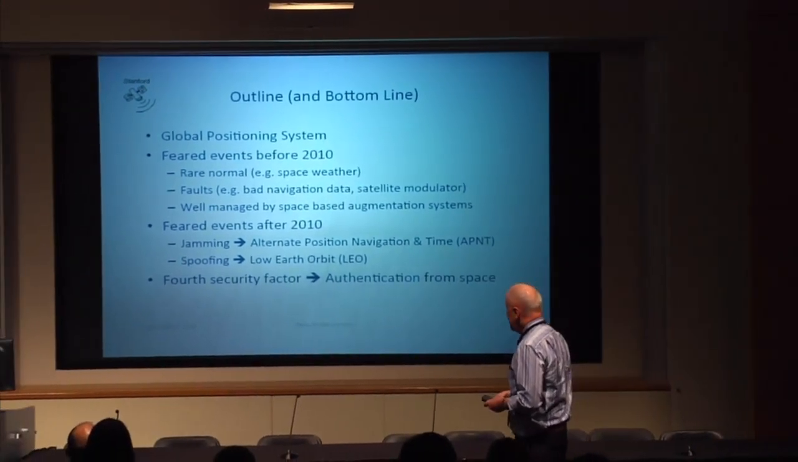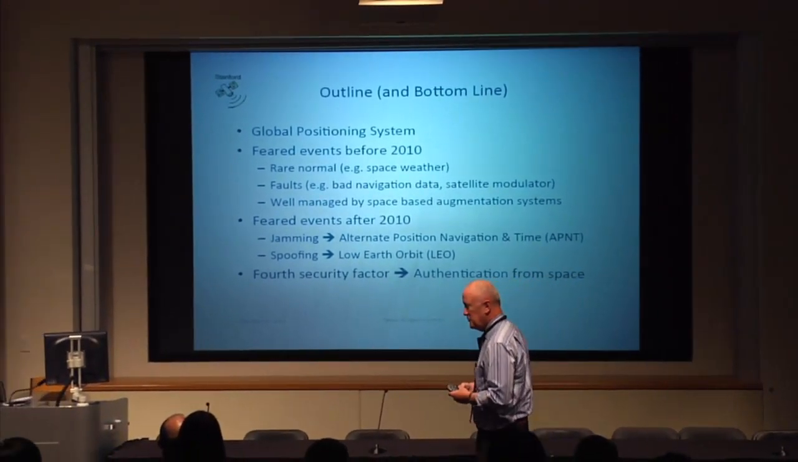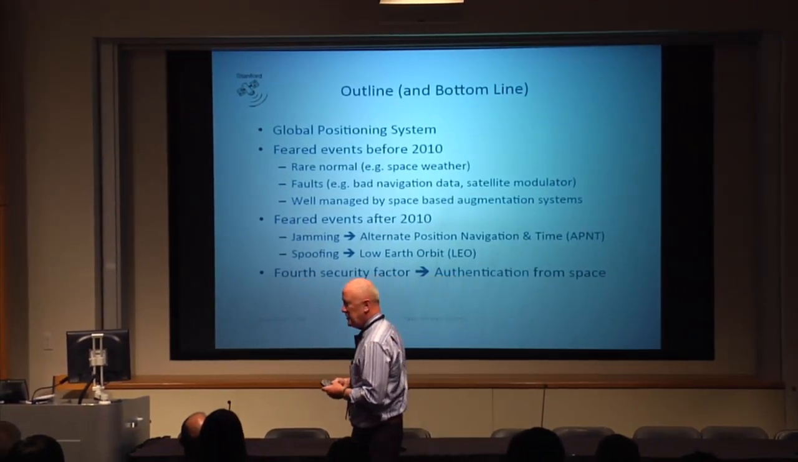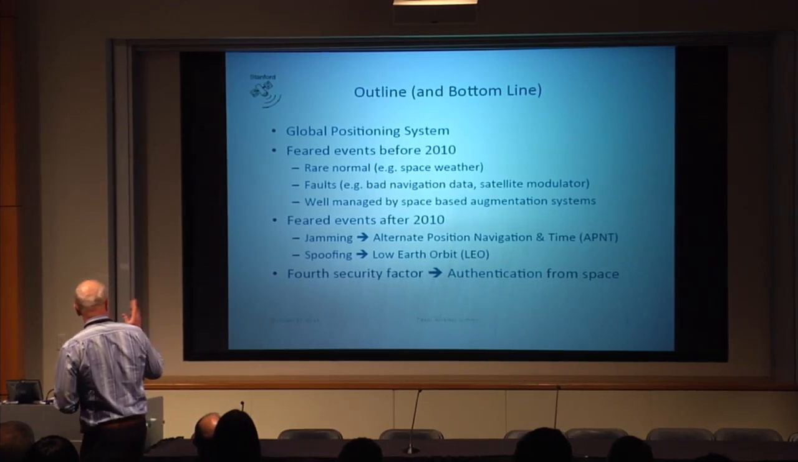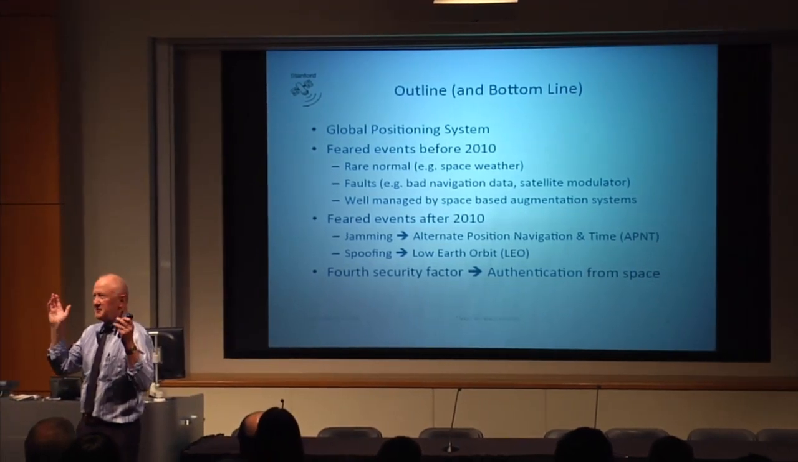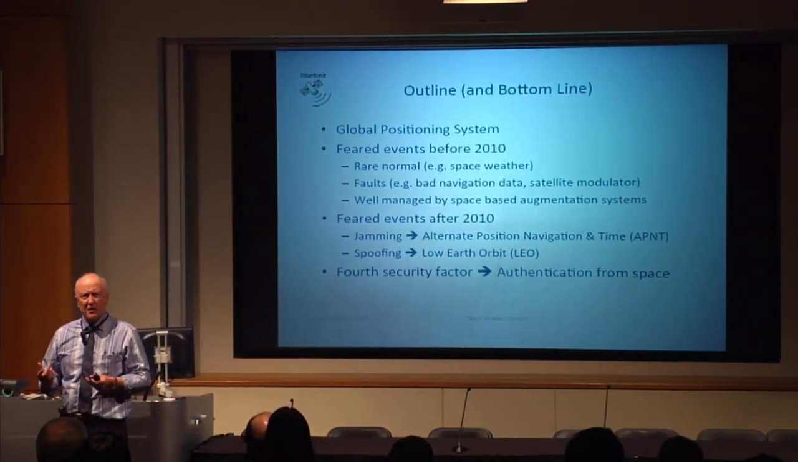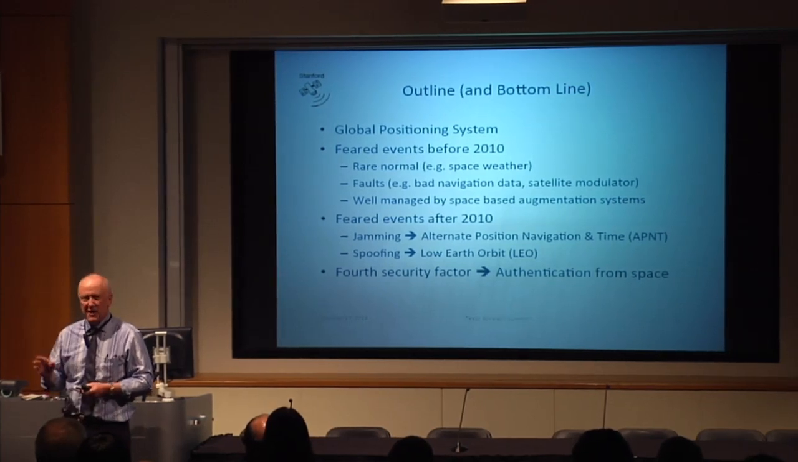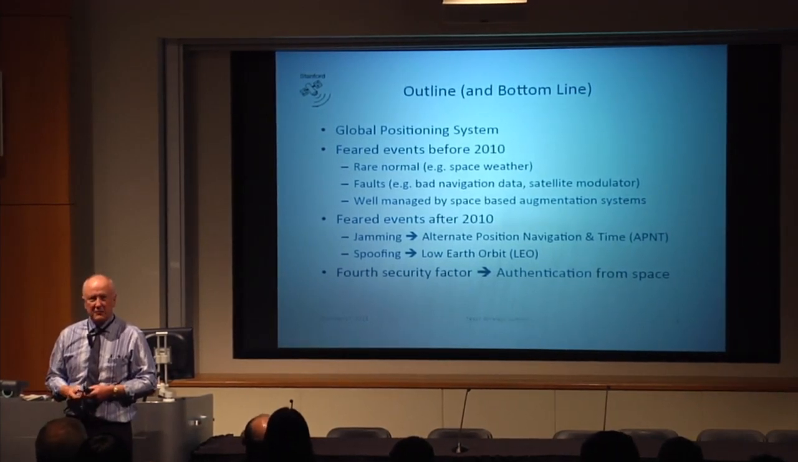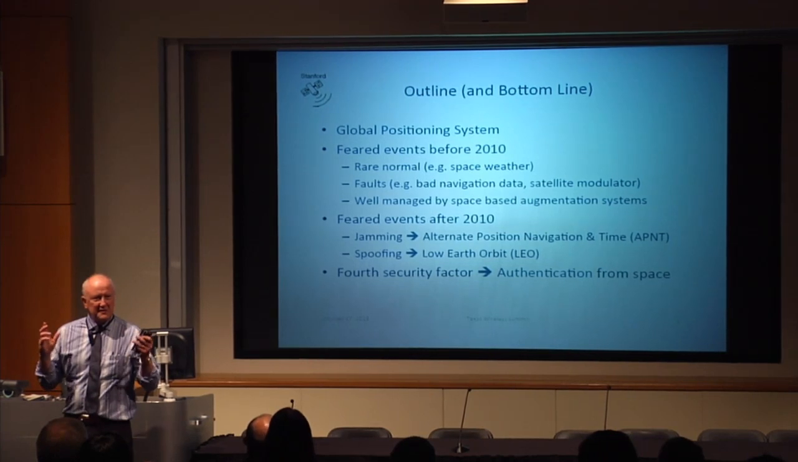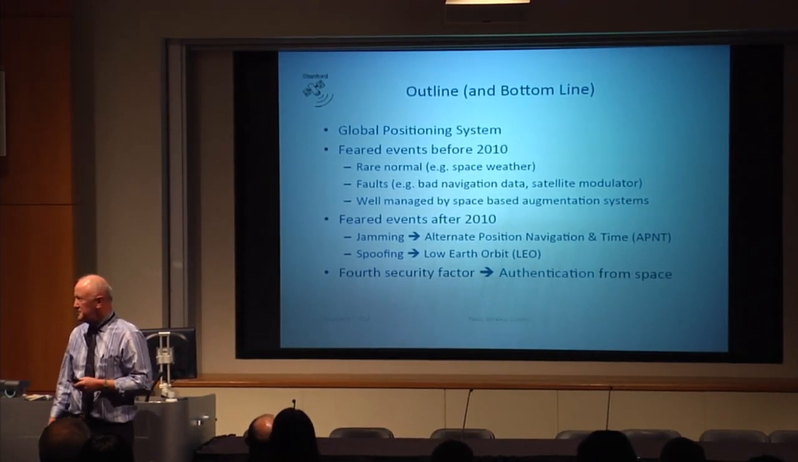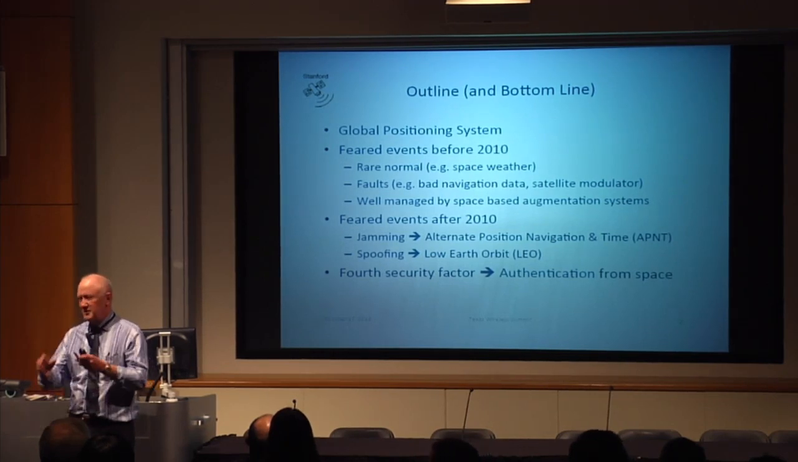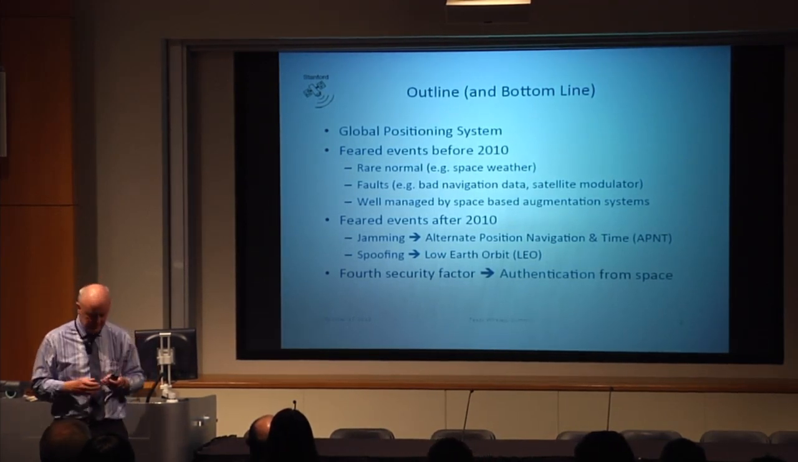And before 2010, we had so-called rare normals, by which we really meant space weather. I'll talk about that a little bit. And then just flat-out faults. The data coming down from the GPS satellites was wrong. The clocks were running off in a way not anticipated by the data that was there. Something went wrong with the satellite itself. I'll show you a couple of examples. It is an awful lot of fun. It's a deep detective work, and you can lose yourself in these problems forever.